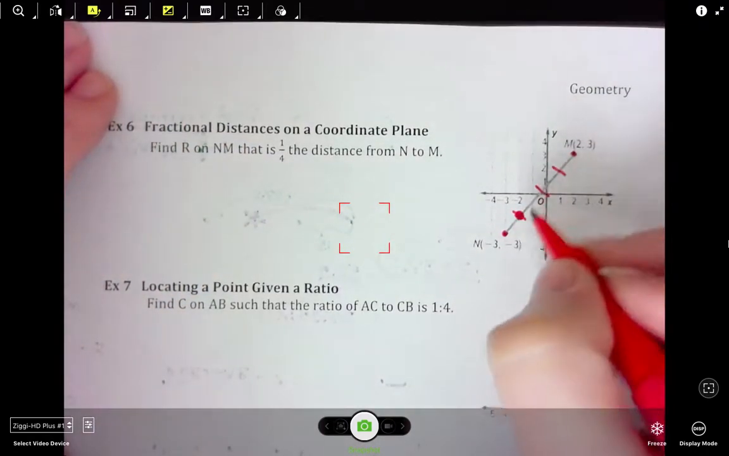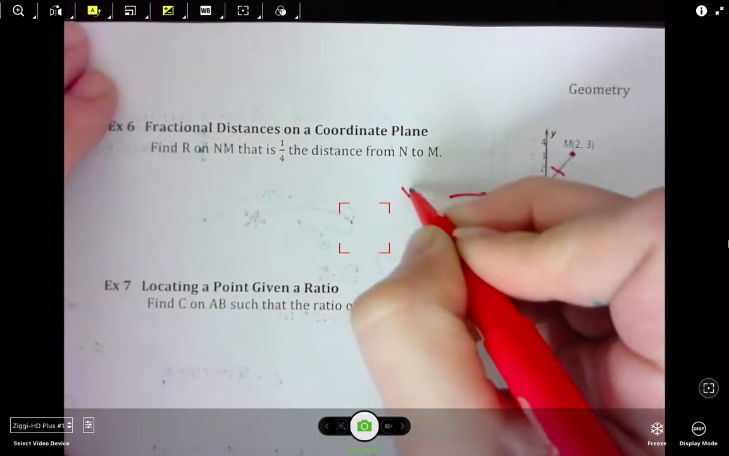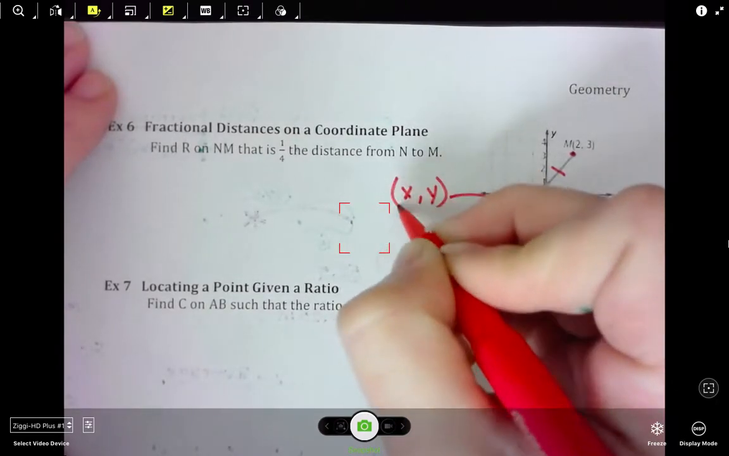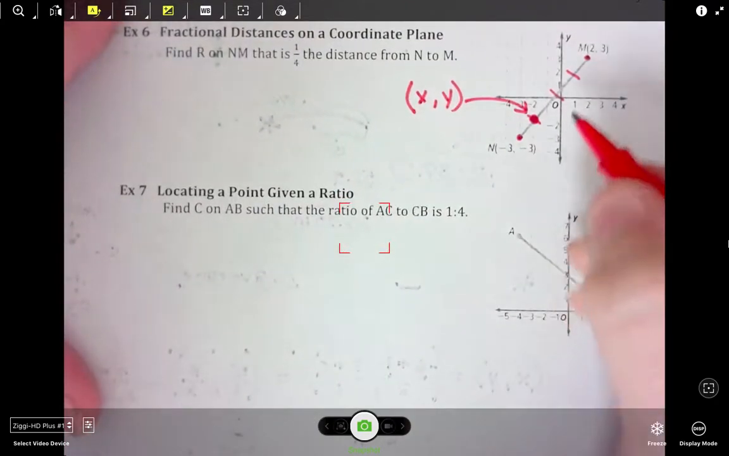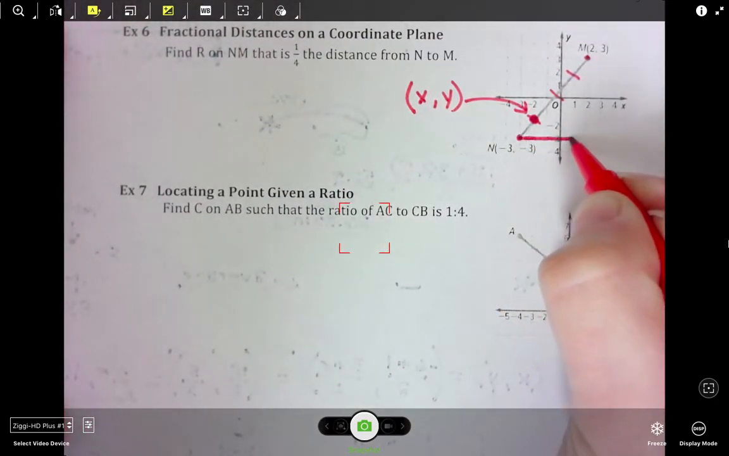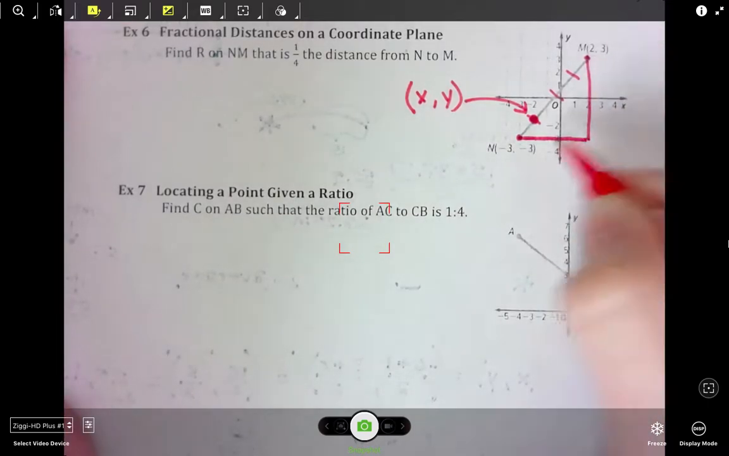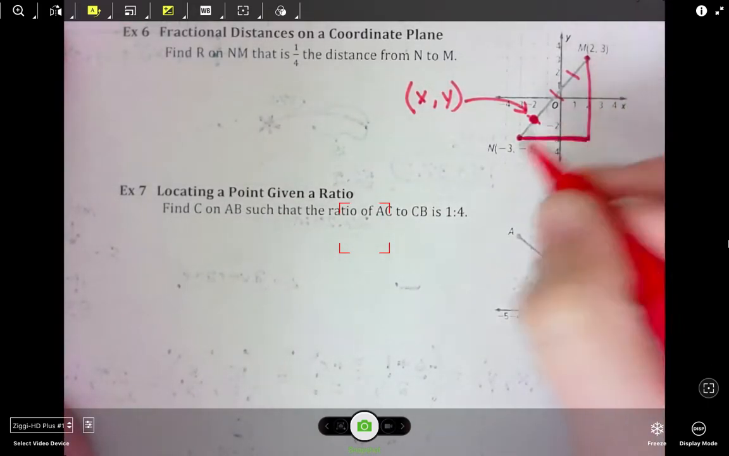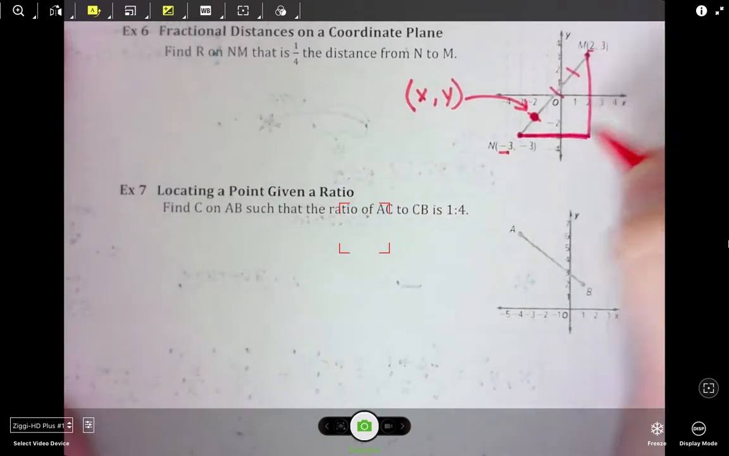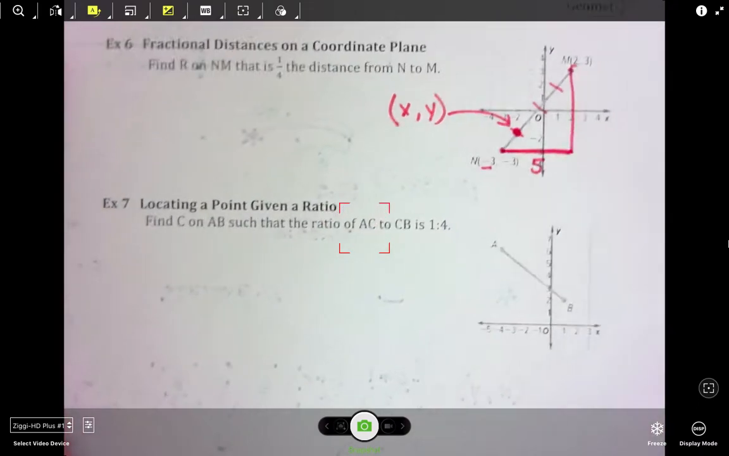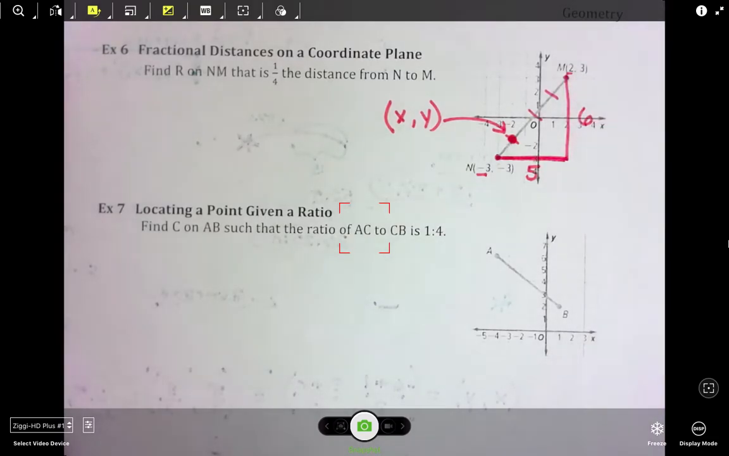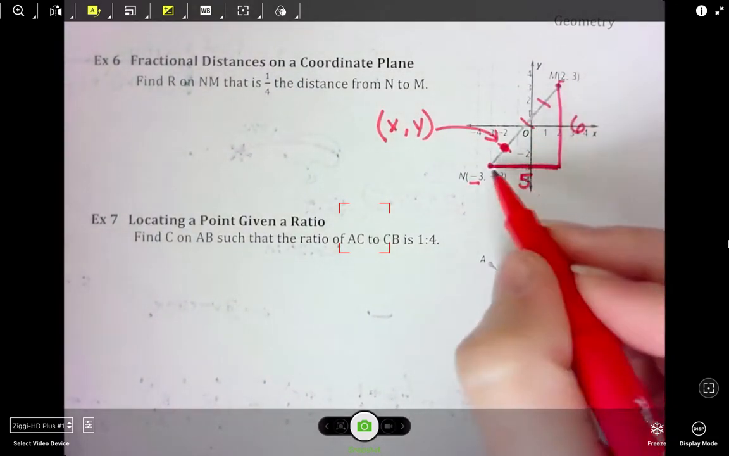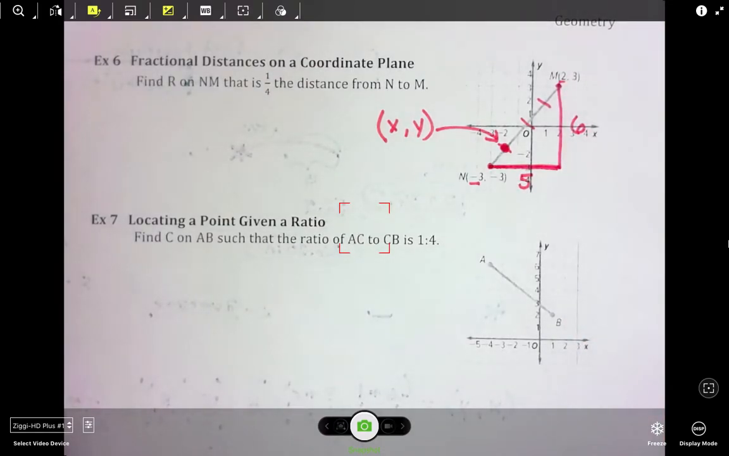So this point is going to have an X coordinate and a Y coordinate, and we've got to find what each one of those is. To do that, I make this into a triangle. How many units am I going over in the X direction? I'm going from -3 to +2 in the X direction. That's 5 units. In the Y direction, I'm going from -3 to +3, so I'm going 6 units in the Y direction. So 5 units in the X direction, 6 units in the Y direction.